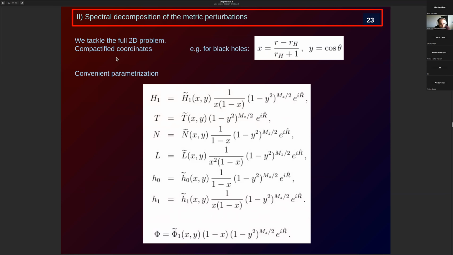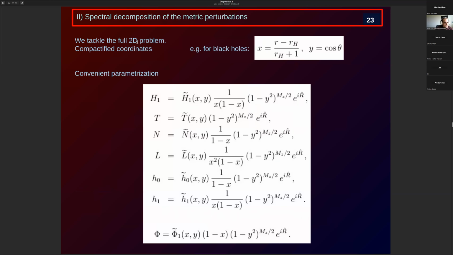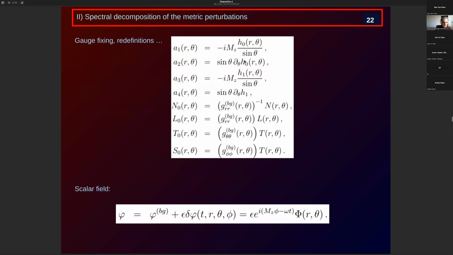Unfortunately, the set of partial differential equations that result from throwing this into the field equations is too complicated to show you here. If you are interested, I can show you. It's very big. But in general, what you have is a system of linear partial differential equations for this set of perturbation functions. Okay.